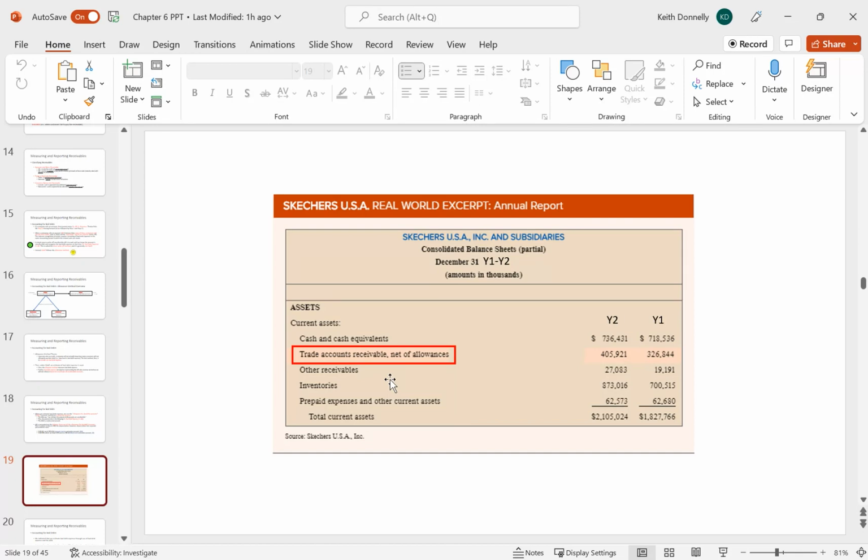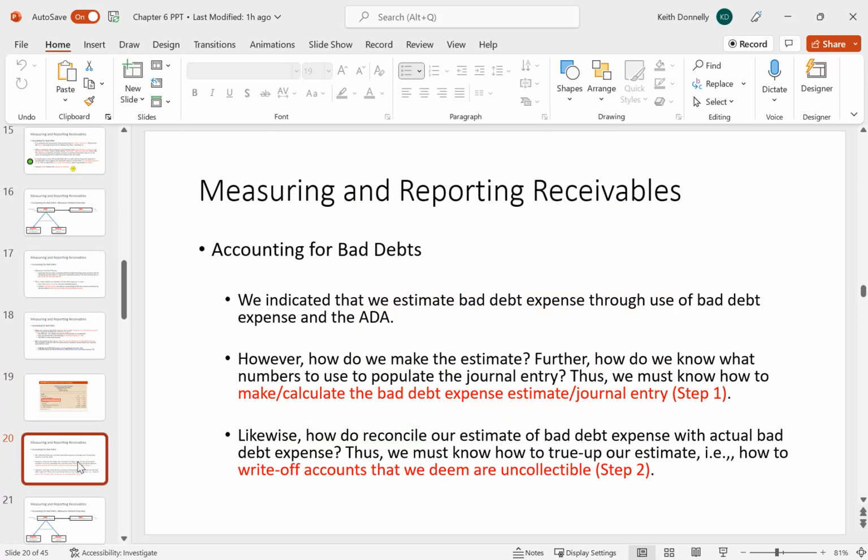So this is just showing you what it might look like. We have trade accounts receivable in the normal course of business, net after we back out the allowance for doubtful accounts of, right, like 405. Okay, so we talked a little bit about the theory of the allowance method, right?